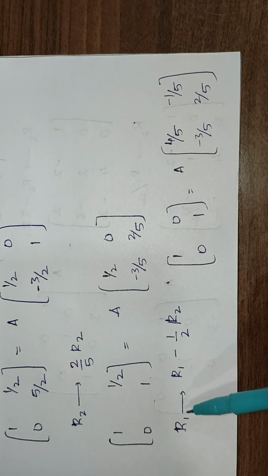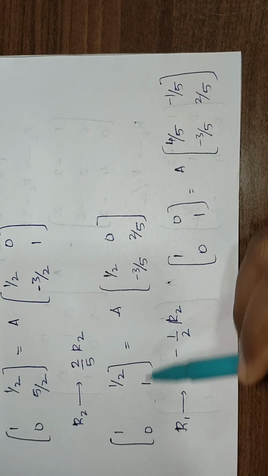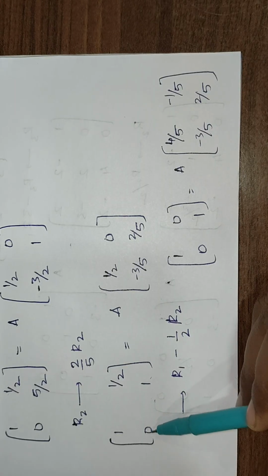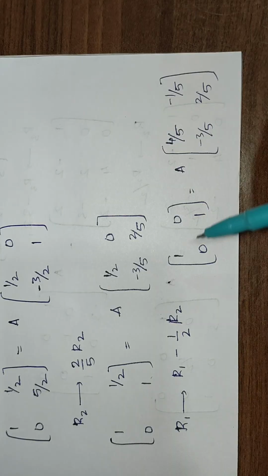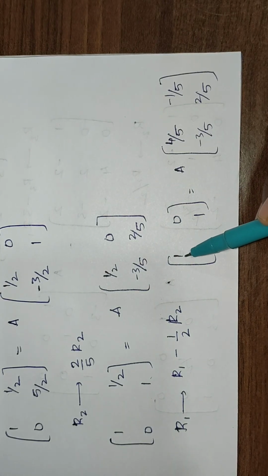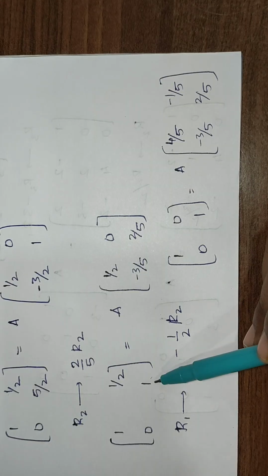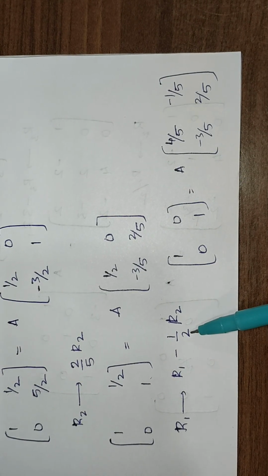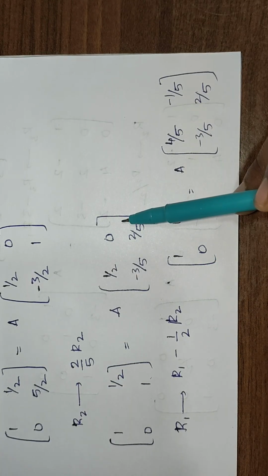See, your transformation is R1 minus half R2. So it is 1 minus half into 0. Anyhow, you have made the 0, so that becomes unaltered. So you have 1 here, and here half minus half into R2, that is 0. And the same transformation you will use for this matrix also.